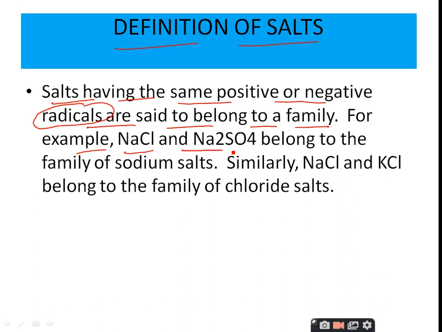For example, NaCl and Na2SO4 belong to the family of salt, sodium salt, because their cation is common, sodium in NaCl and sodium in sodium sulphate. Similarly, if we compare the composition of NaCl and KCl, we observe that their anion is common, so this is known as the family of chloride salt.